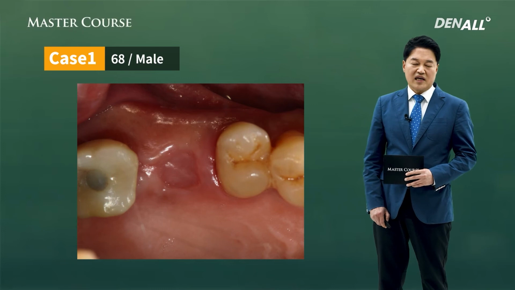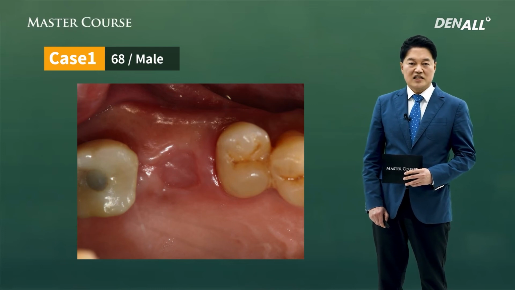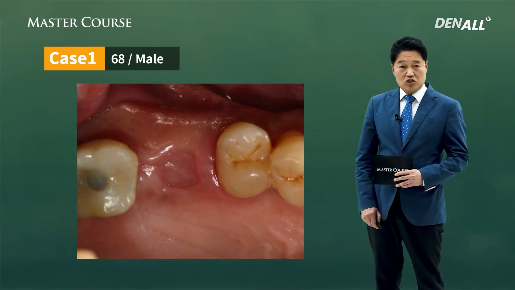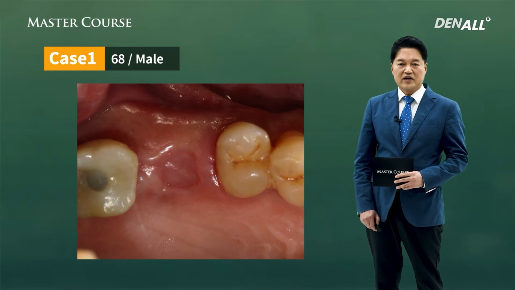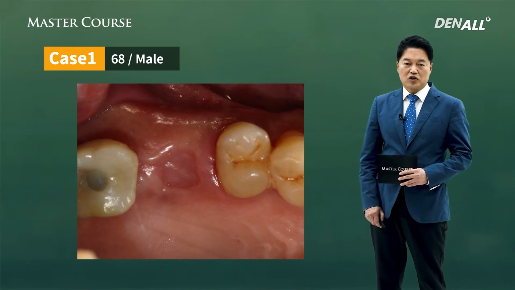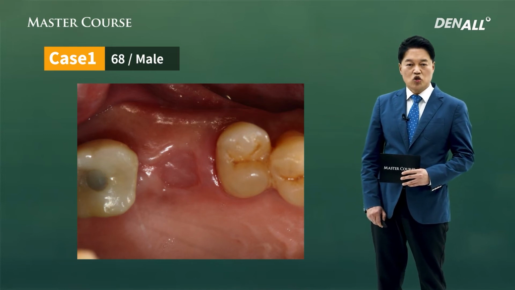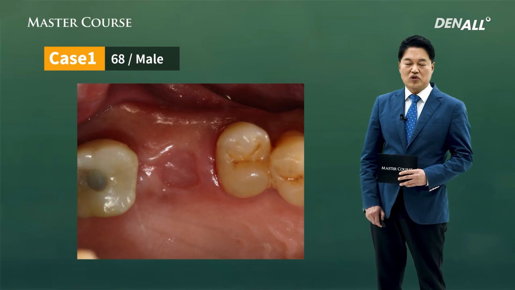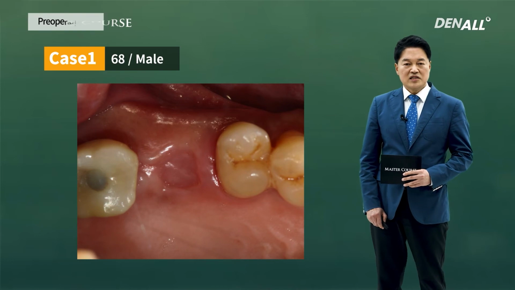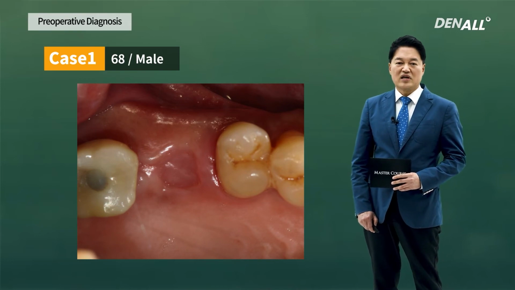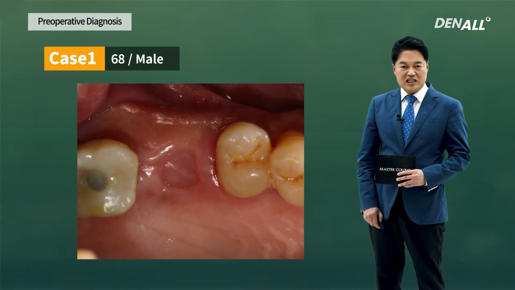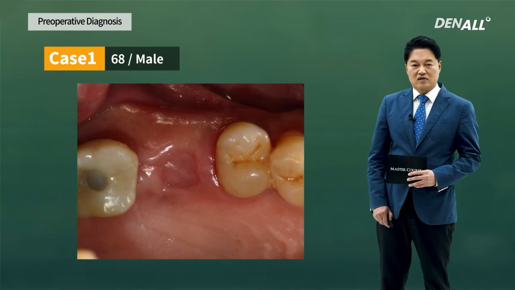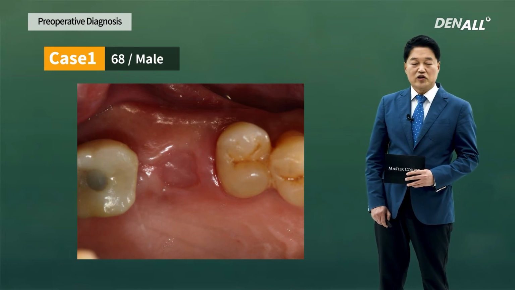Let's look at a clinical case and review what we've looked at up until now. A 68 year old male patient, and an implant was to be placed in number 16. As you can see, the soft tissue is not fully mature. It's 3 months after extraction. The patient experienced severe discomfort and wanted implant placement quickly, so an implant placement treatment plan was formed.